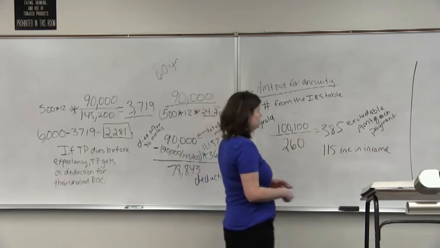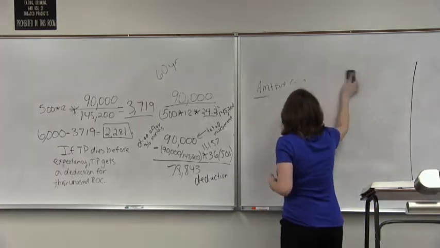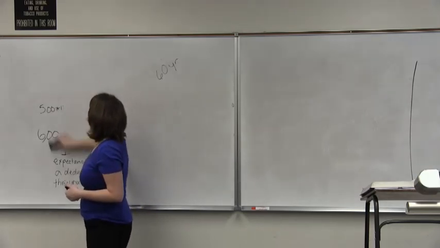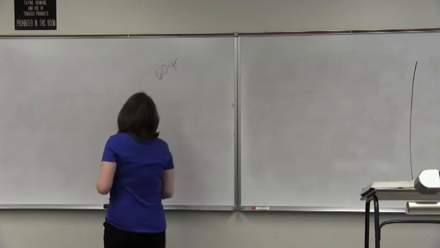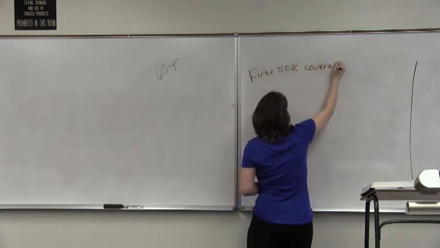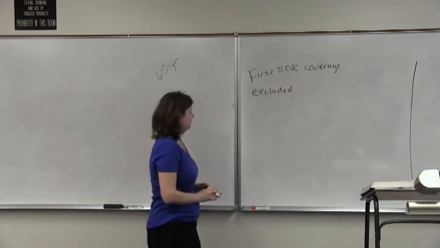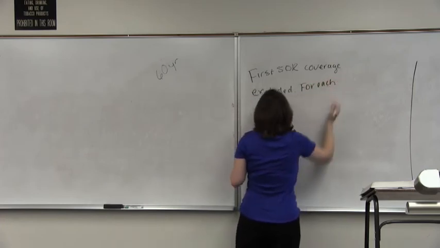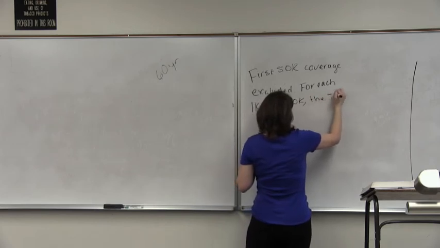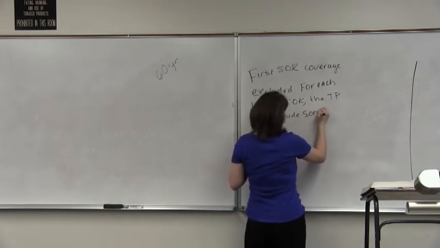The next topic in this chapter, which works somewhat similar to annuities, is group term life insurance. With group term life insurance, the code says that the first $50,000 of coverage is excludable. So the first $50K of coverage is excluded. And for each $1,000 over 50, the taxpayer must include some of it in income.